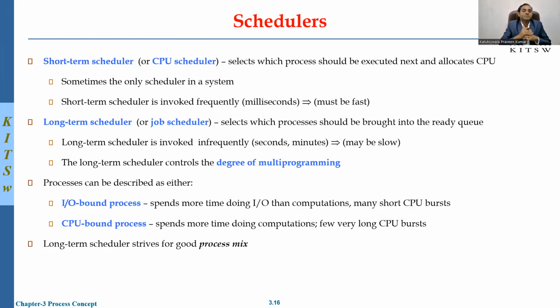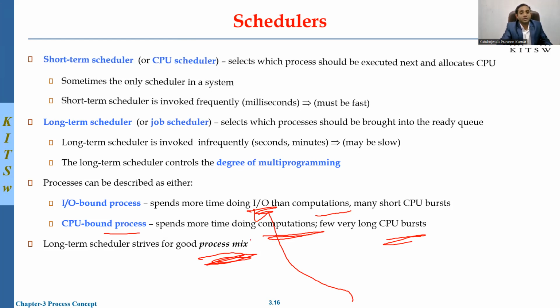A process can be described as either an IO bound process or a CPU bound process. What is an IO bound process? An IO bound process spends more time doing input output than computation, right? Whereas a CPU bound process spends more time doing computations, with few very long CPU bursts. So the long-term scheduler strives for a good process mix. If there is not a proper process mix, that is the main drawback of the long-term scheduler.